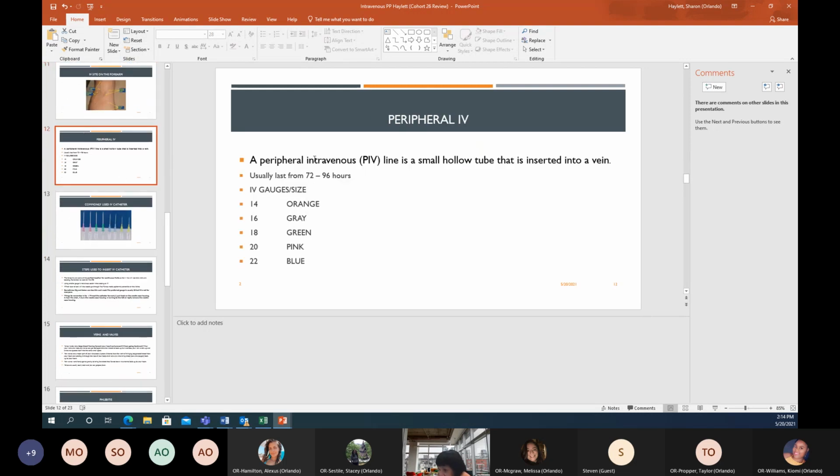Okay, these are the gauges, and it's important that you know the gauges. You have the blue, which is a 22, you know the colors, the pink, which is a 20, the green, which is 18. Usually on a regular floor you'll use 18, 20, or 22, but the doctor usually orders you to put an 18 in. If the patient is going for a scan and needs dye, they will always want that. But for you, usually don't put a 16 or a 14 in. And an IV usually lasts from 72 to 96 hours on a regular floor. You need to remember that also.